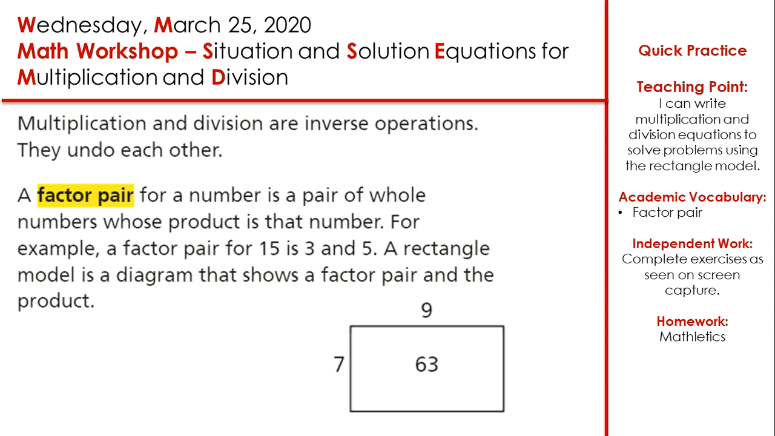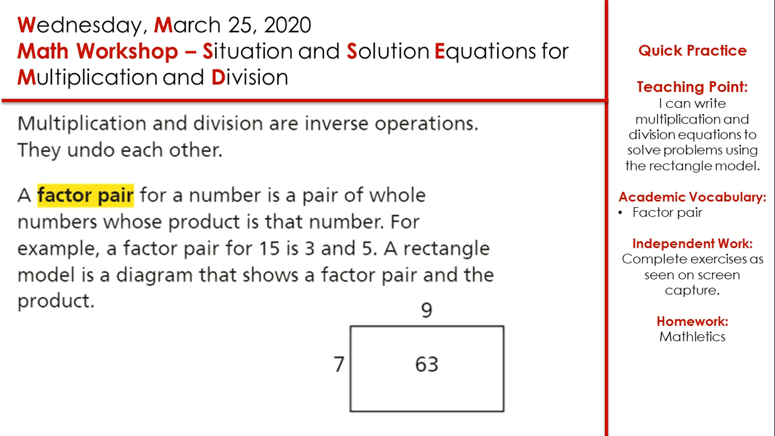We're going to be working with different factor pairs in order to represent the area of different problems that we're going to see. Alright? So keep in mind that multiplication and division are inverse operations. They undo each other. So the same way addition and subtraction undo each other, the same way multiplication and division undo each other as well. Alright? So take another look at this model right below, which is the rectangle model, which is a diagram that shows a factor pair and the product.